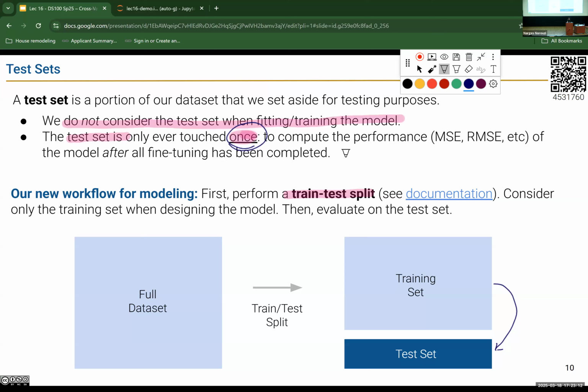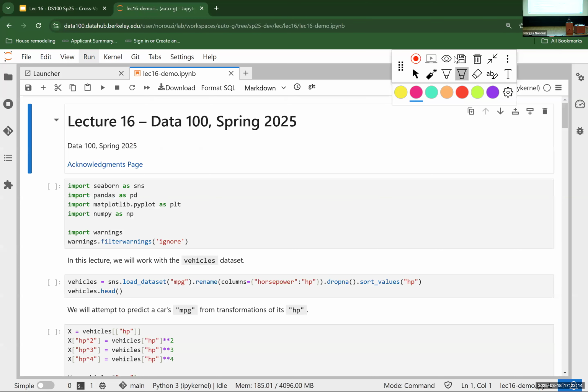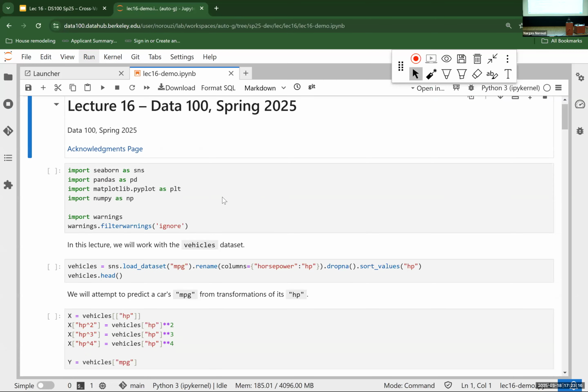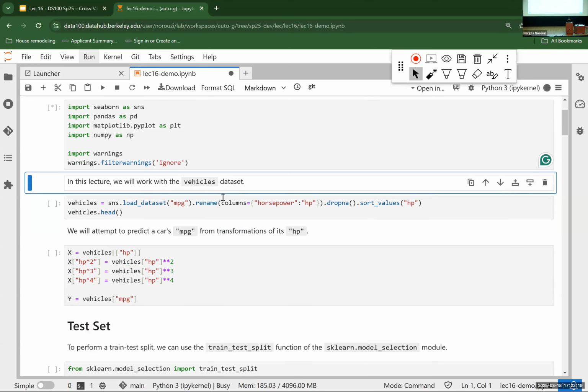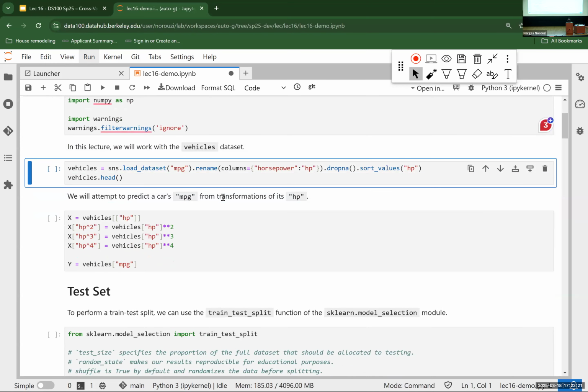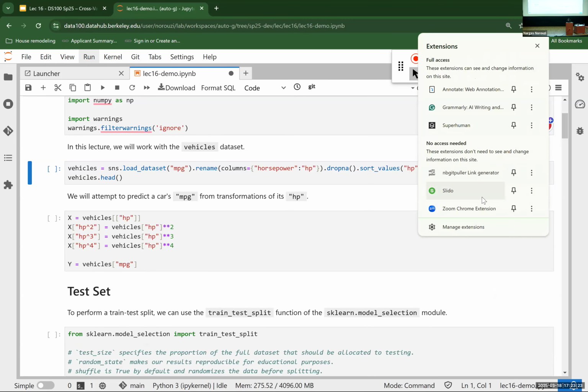Okay, so let's see how that looks. This is our demo. You already have it. So I'm importing a bunch of visualization libraries and whatnot. Actually, let me do this.